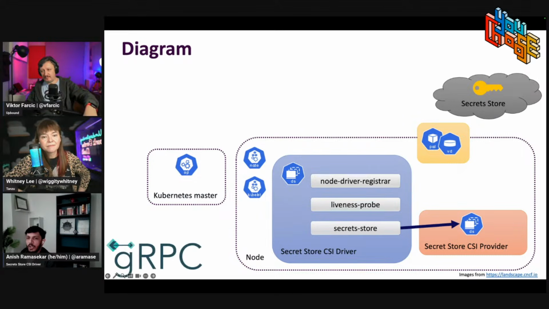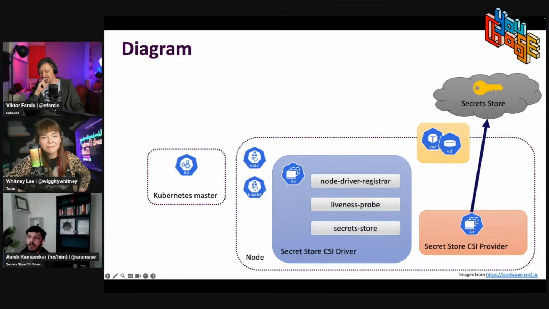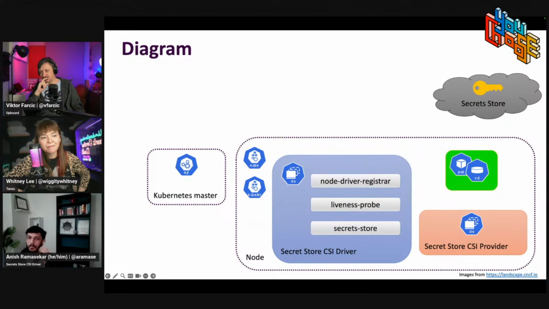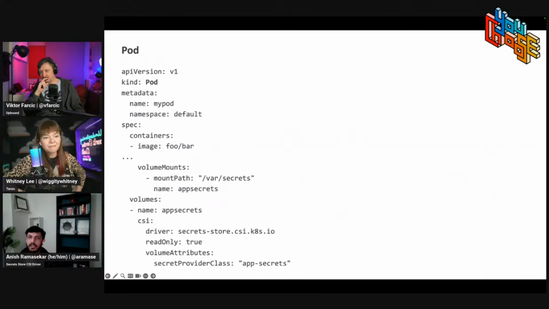The CSI driver then issues a request to whichever provider you have configured. And then the provider talks to your external secret store to fetch the secrets. And once it's done, it sends the secrets back to the CSI driver in the RPC response. And at this point, the driver adds the files into the mount, and then the pod is running successfully.